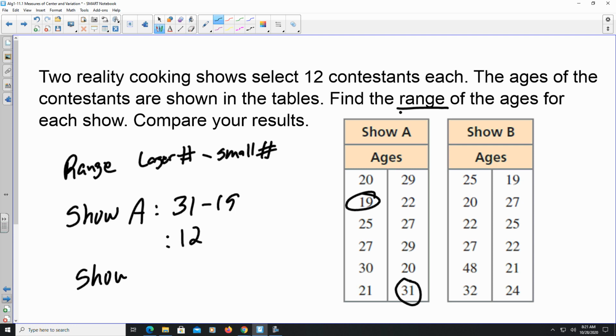Show B, looking at this one, it looks like my oldest person in that show was 48, and the youngest one is also 19. So 48 minus 19 gets us a result of 29. All right, comparing the results, show A had a range of 12, show B had a range of 29. That just means that the ages in show B were more spread out. So that's what we can compare with that.